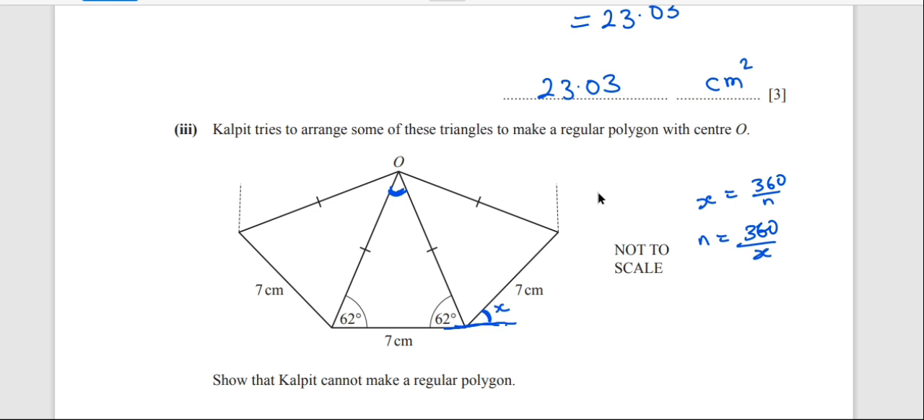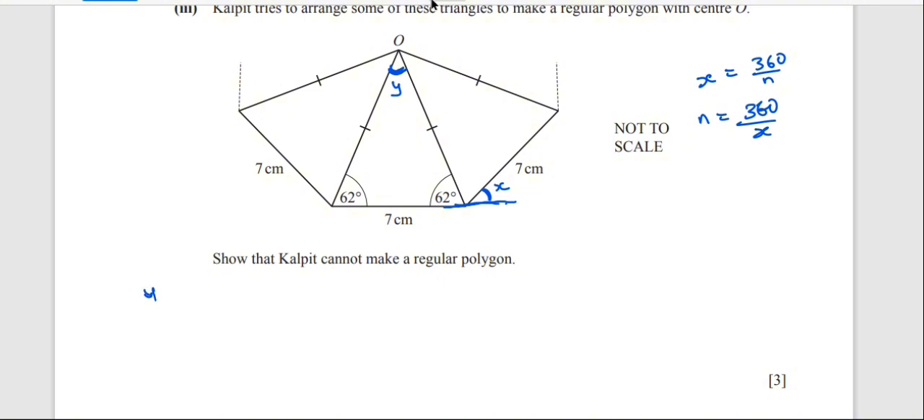Let's find this angle here. Let's call it Y. So Y equals 180 minus 62 minus 62. That will give us 56. So 360 divided by 56. Let's see what we have. That will give us 6.428571. You can see that it's not a whole number, so it simply means that we are not going to get a polygon.